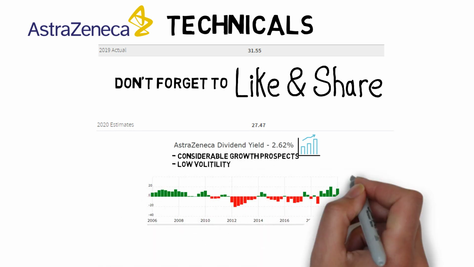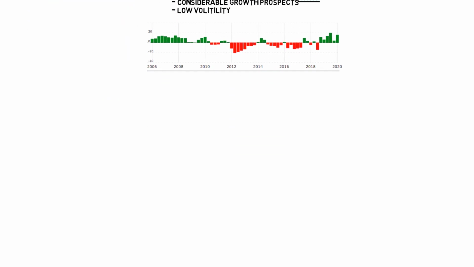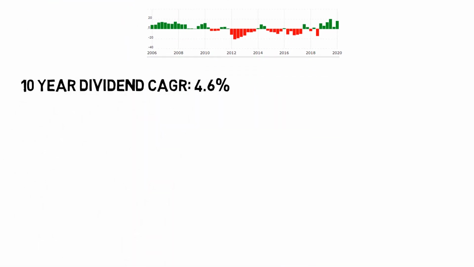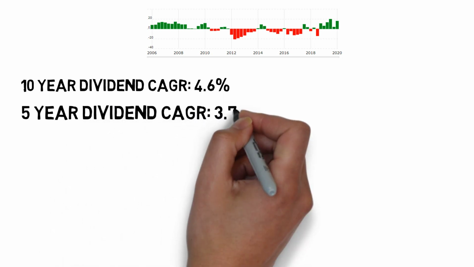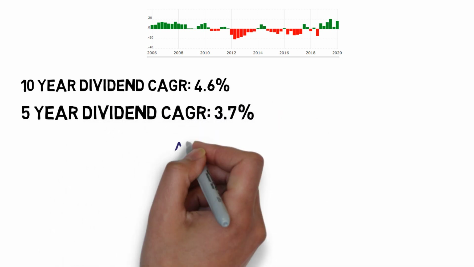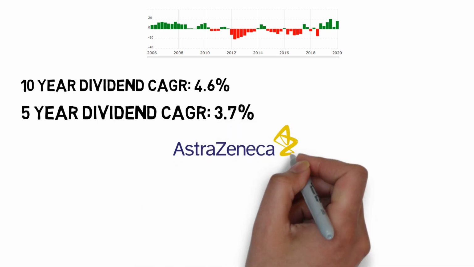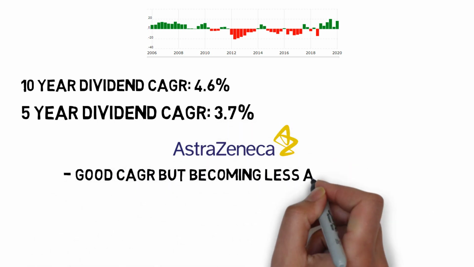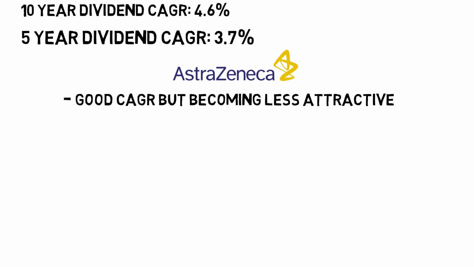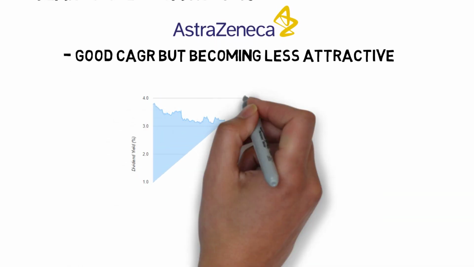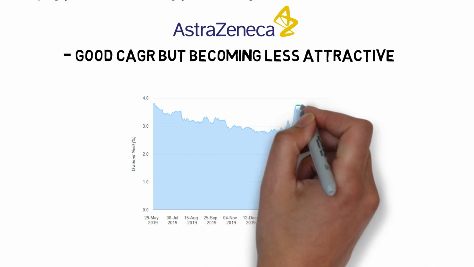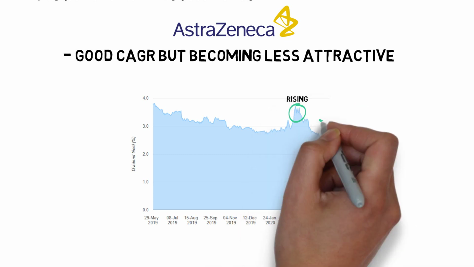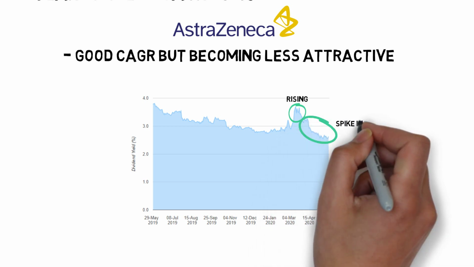During the past 10 years, the average dividends per share growth rate was 4.6% per year. During the past 5 years, the average dividends per share growth rate was 3.7% per year. Judging by this, we can see that AstraZeneca has a nice dividend yield CAGR, although the dividend growth has been slowing in recent years. The yield on cost graph shows some interesting results. It expresses how the yield was actually rising before the corona crisis, but it reduced as the share price skyrocketed and the company became more overvalued.